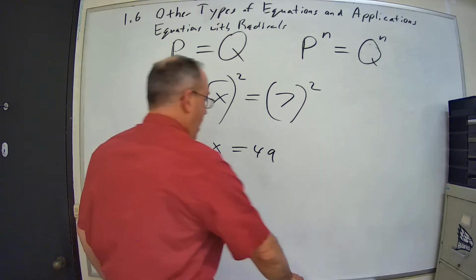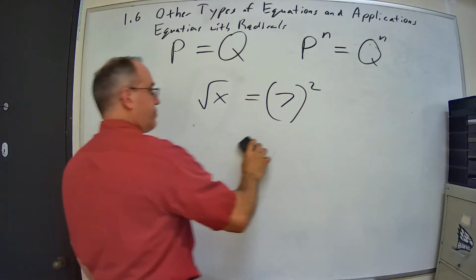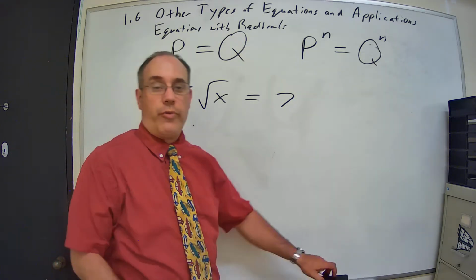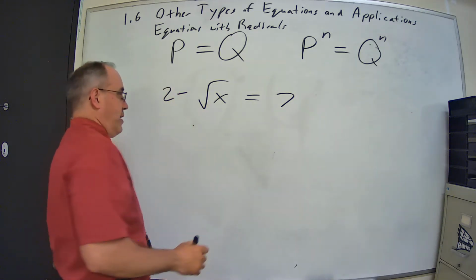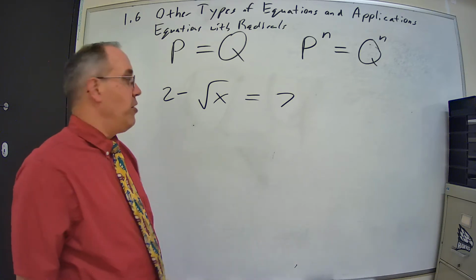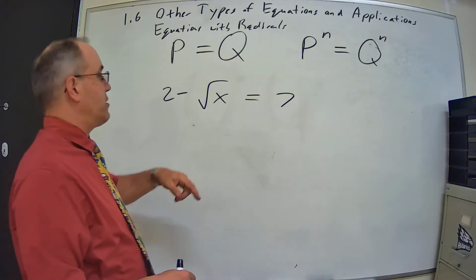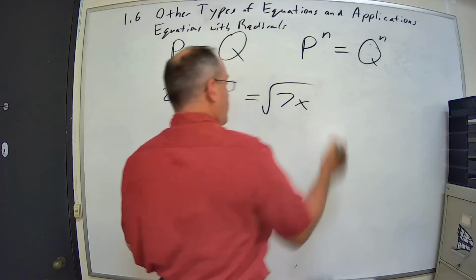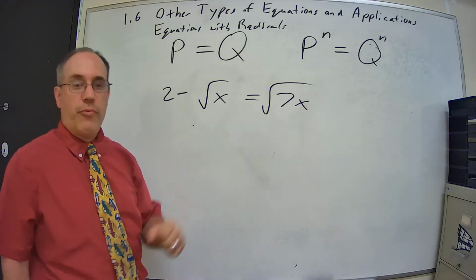Now, sometimes we have equations that have just one radical in them. And sometimes we have equations that have more than one radical, or they have the radical in an interesting position. So we may have 2 minus the square root of x is equal to 7. Or we may have 2 minus the square root of x is equal to the square root of 7x, or something of the sort. So now we have different radicals there.